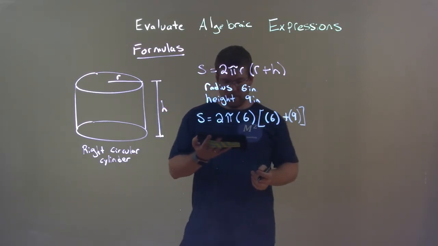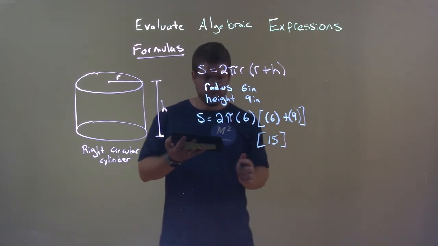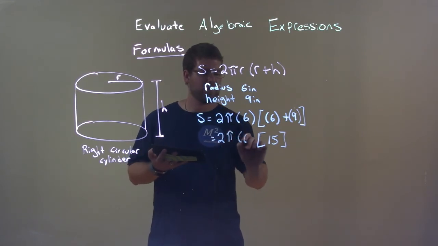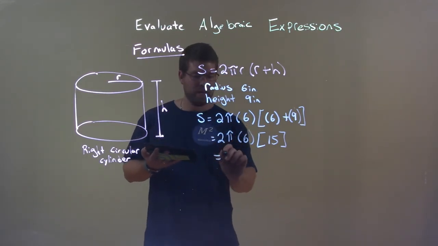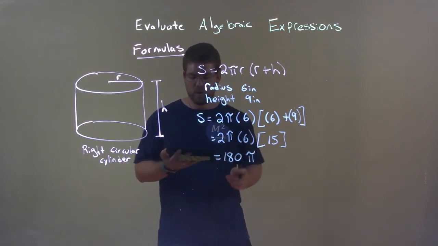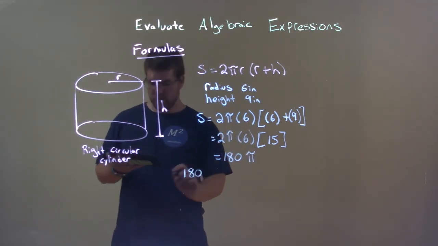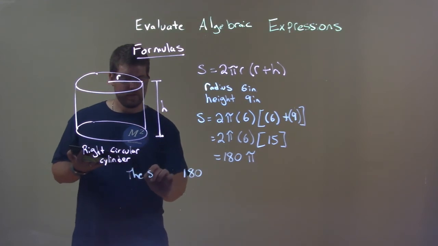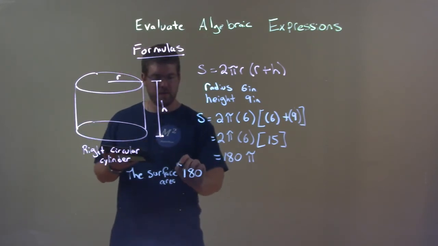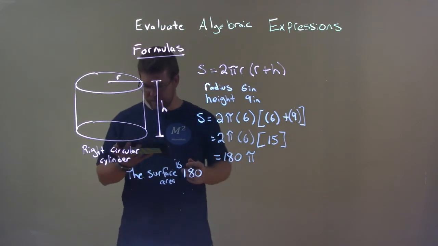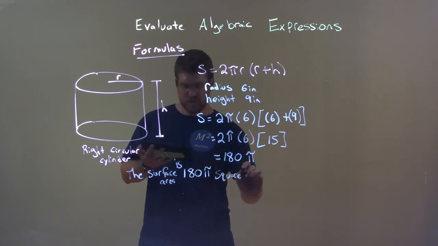And again, I put parentheses around items that I substitute in. From there, we need to simplify. 6 plus 9 is 15. You can choose to get rid of the brackets and put parentheses here, up to you. And then again, 2 pi times 6. Well, we multiply the 2, 6, and 15 together, and that turns out to be 180. And that's pi, and remember, they told us to put this in terms of pi. And so our final answer here is, the surface area is 180 pi. Now this is in square inches.